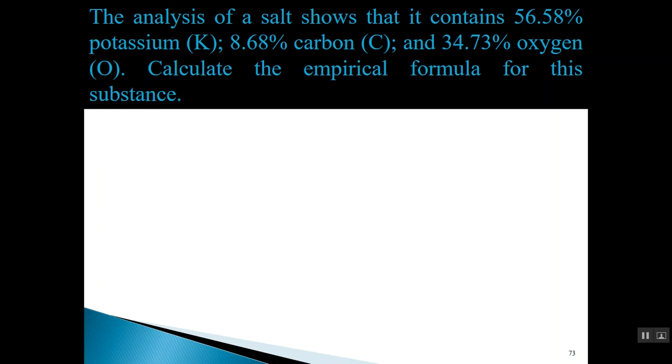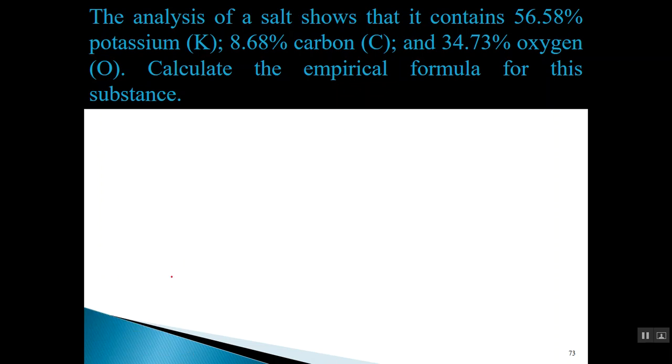Now, the way I would go about this, and I alluded to it before in the previous video, is that we can assume that we're working with a certain amount of this substance. And a nice round number to assume is 100 grams. If we assume 100 grams of the substance, then these percentages represent the masses of each of these elements present in 100 grams. So in other words, we can assume that we have 56.58 grams of potassium, 8.68 grams of carbon, and 34.73 grams of oxygen. So I like to do this in a tabular form.